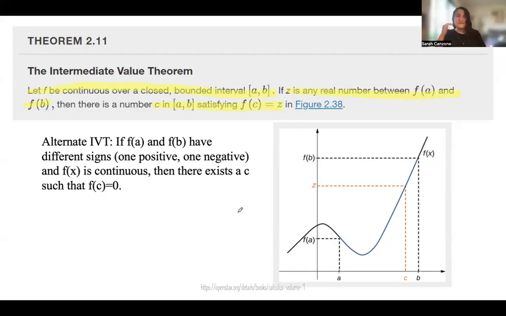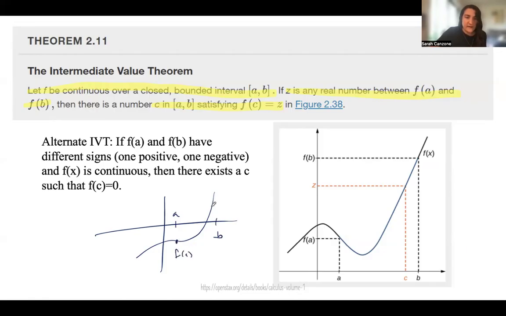All right. There is an extension to this theorem that I wrote here, which is if f of a and f of b have different signs, so one is positive and one is negative, and it's continuous, then there exists a c such that f of c is 0. So then we have a 0. So essentially, if you have a function like this, where this is a and this is b, then this is f of a and this is f of b.